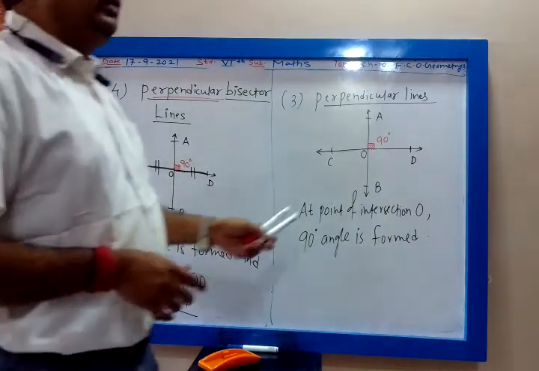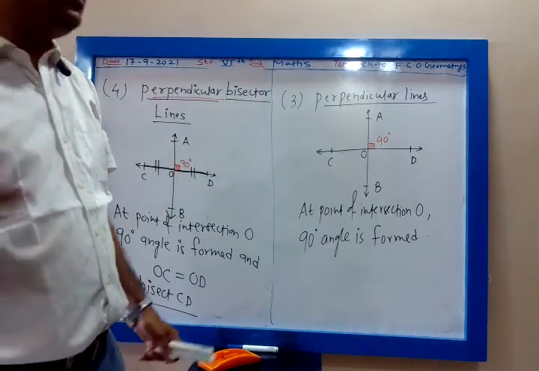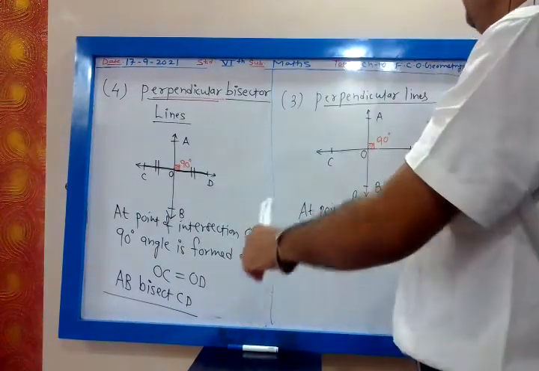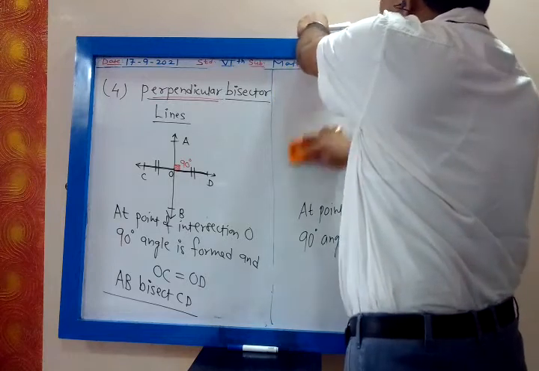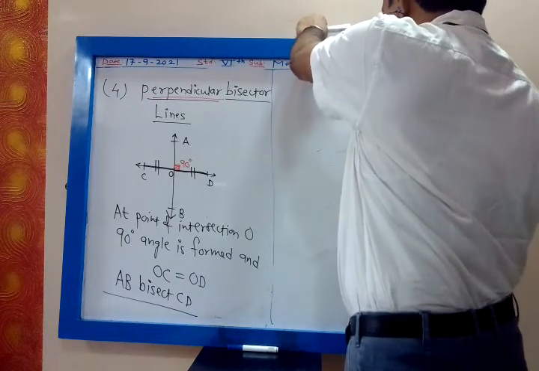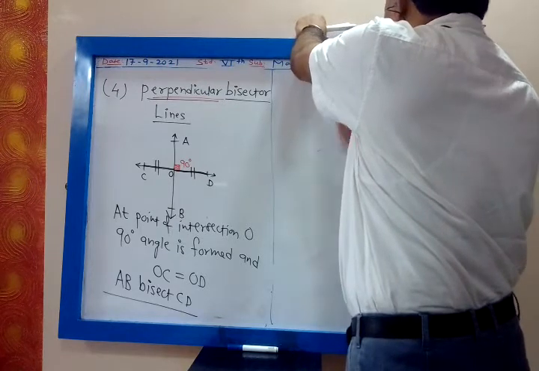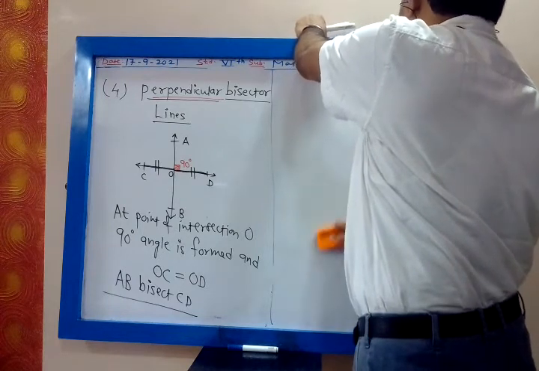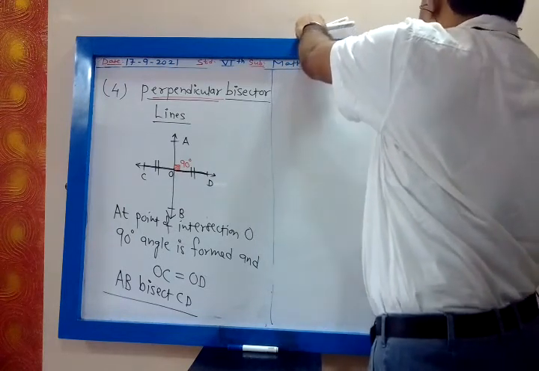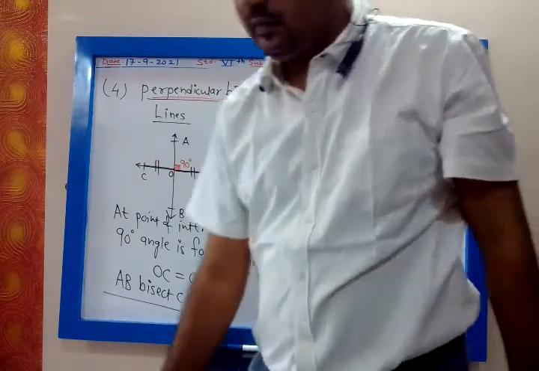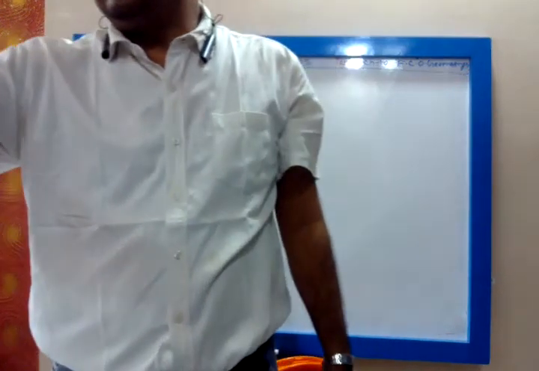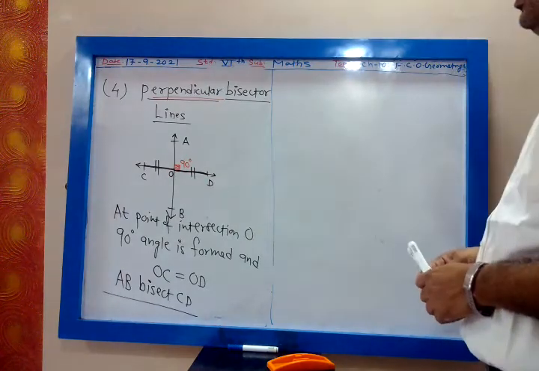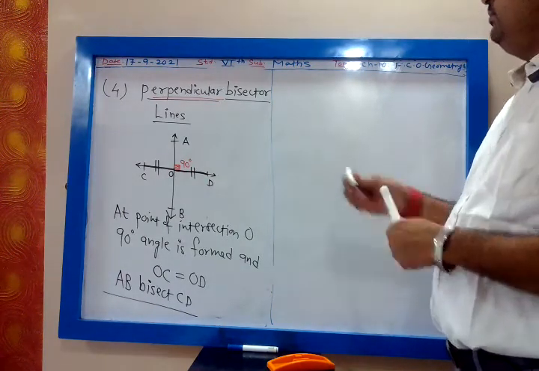So in a perpendicular line, only a 90-degree angle is formed. It is not bisecting CD. O is the middle point, midpoint. Okay. So perpendicular bisector means it is perpendicular and it bisects the line. Bisect the line means it divides the line CD into two equal parts, whereas in a perpendicular line only a 90-degree angle is formed. So perpendicular line and perpendicular bisector line, both are intersecting lines.